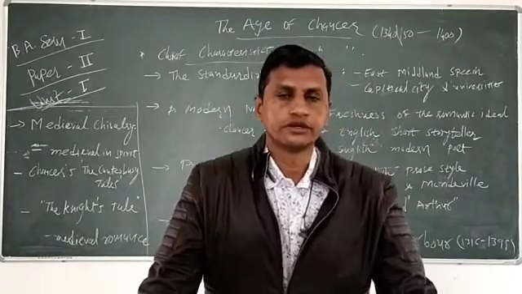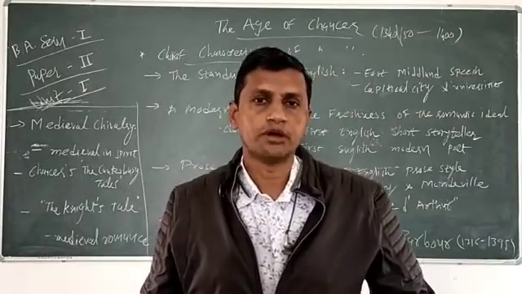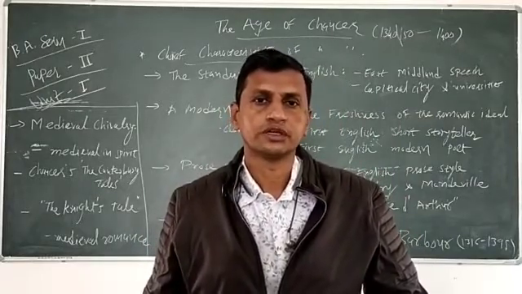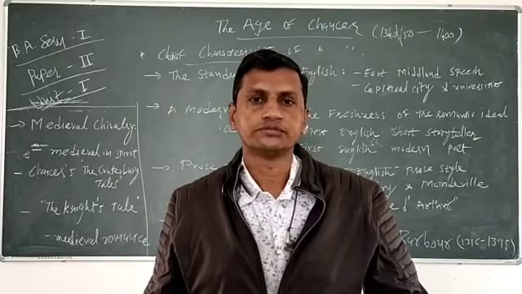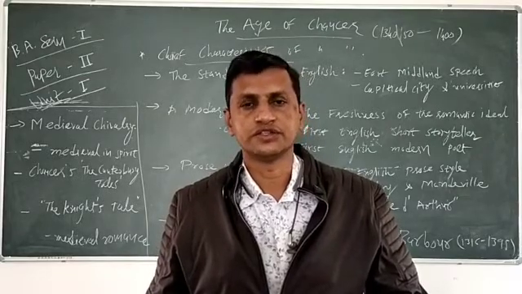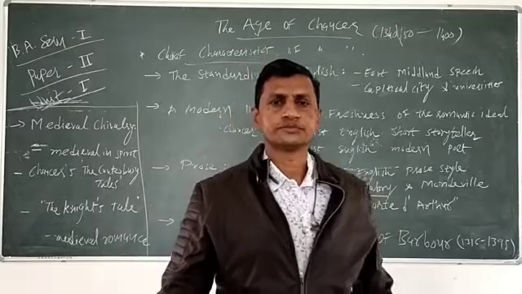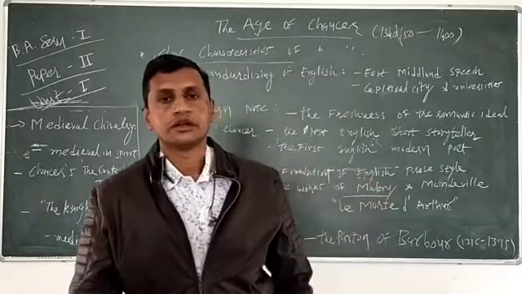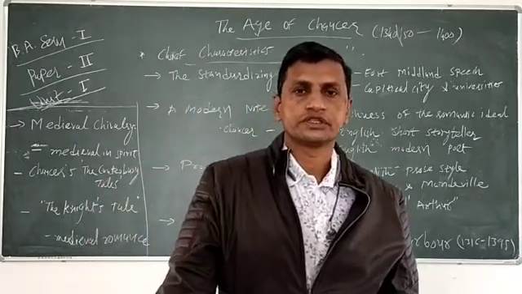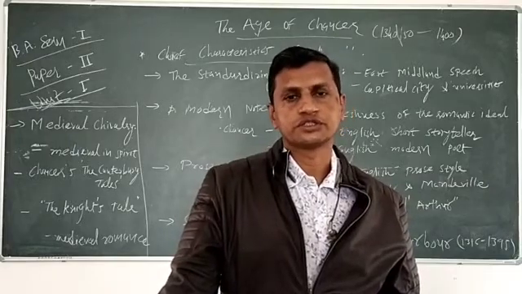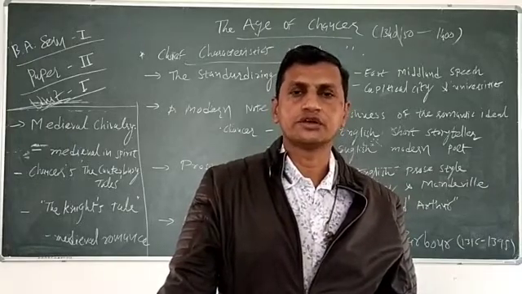Hello, good morning friends. Today we discuss paper 2, British poetry from the 14th century to the 17th century. Unit 1, topic first: Age of Chaucer, or chief characteristics of the age of Chaucer.